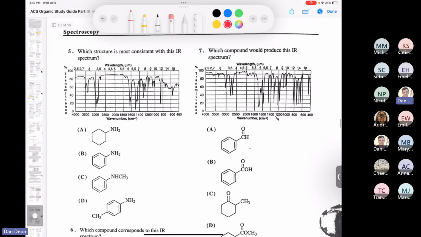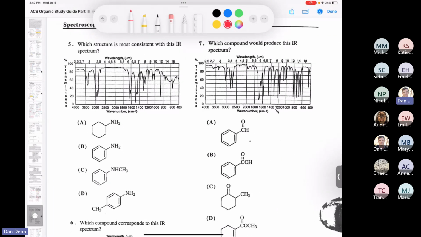Number 5, which structure is the most consistent with this infrared spectrum? So here we have some absorbances that are pretty high, and there's 2 of them. They're kind of weak. So what kind of functional group do we have if we have 2 stretches up here around 3,400, something like that? It's a primary amine, isn't it? Right? Because you have RNH2 like that. So that means it could be this compound, or this. So we can scratch C off of there.